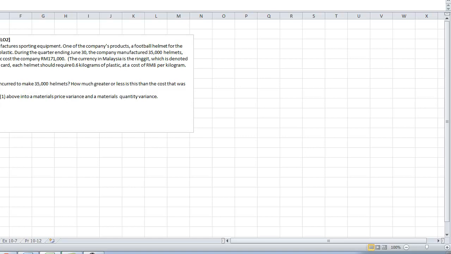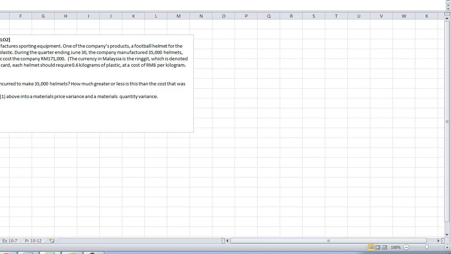The plastic cost the company 171,000 RM. The currency in Malaysia is the ringgit, which is denoted here by RM. According to the standard cost, each helmet should require 0.6 kilograms of plastic and cost 8 RM per kilogram.